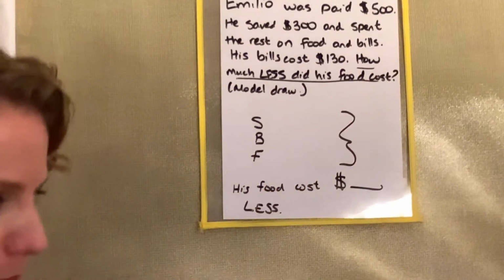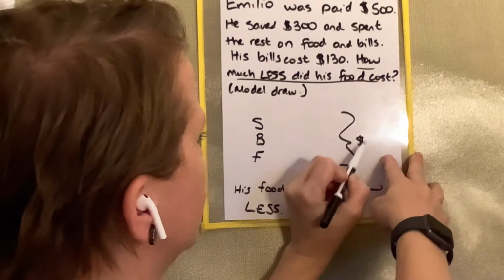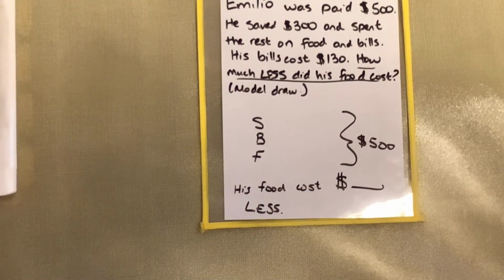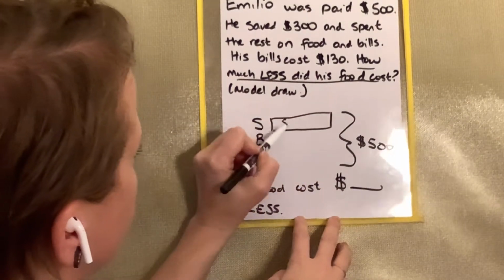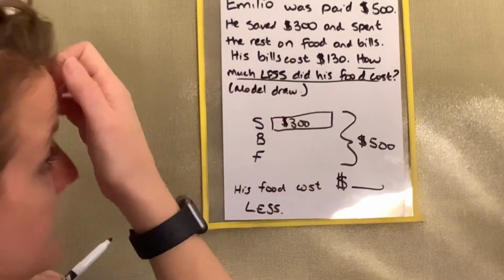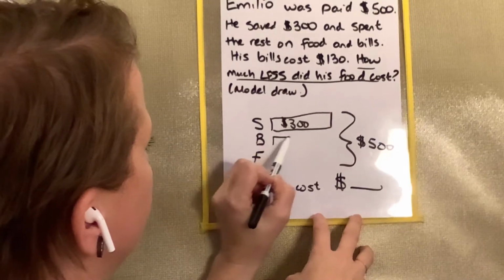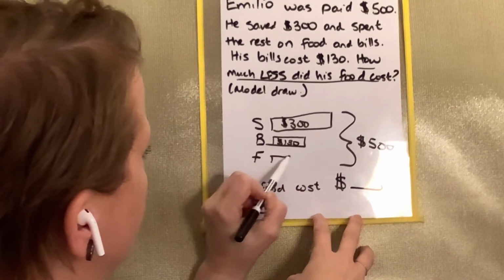Now we take it a sentence at a time. We're told he was paid $500. So that's our total amount here. It should be all on the outside. He saved $300, spent the rest on food and bills. His bills were $130, and then this amount was food.